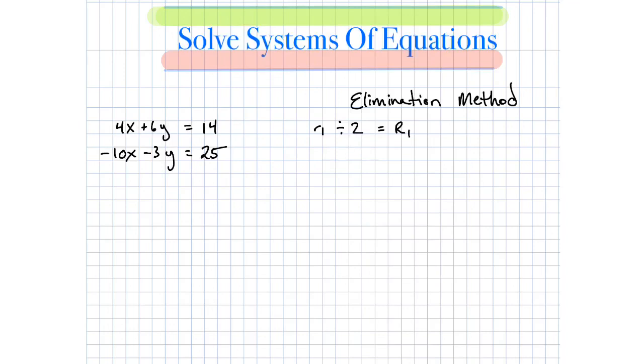What we get when we divide row 1 by 2, well, 4x divided by 2, that gives us 2x. 6y divided by 2 gives us 3y. And 14 divided by 2 gives us 7. So here all we did is we just divided this row 1 by 2, and this is what we got.